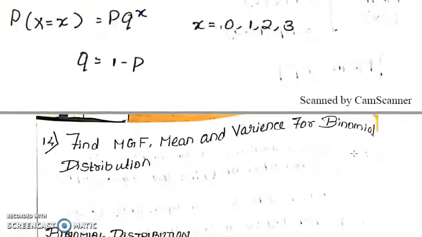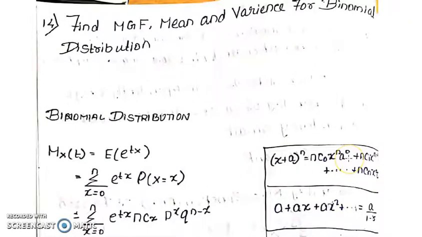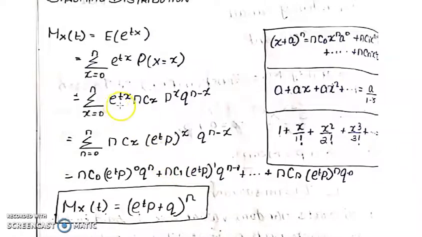Now find the mean, moment generating function and variance for binomial distribution. The moment generating function is defined as the expectation of e power tx. This is the discrete case, so use the summation form: summation x running from 0 to n of e power tx into the probability function p of x. The probability function of binomial distribution is nCx p power x q power n minus x. Combining e power tx with p power x, the common power is x here, so I arrange it like this.